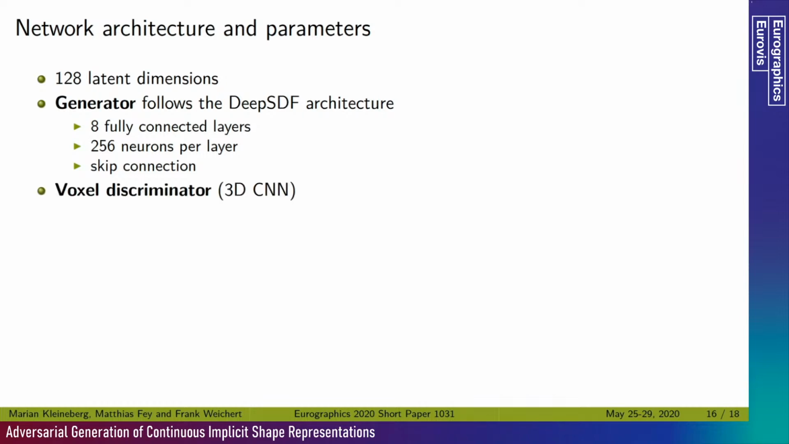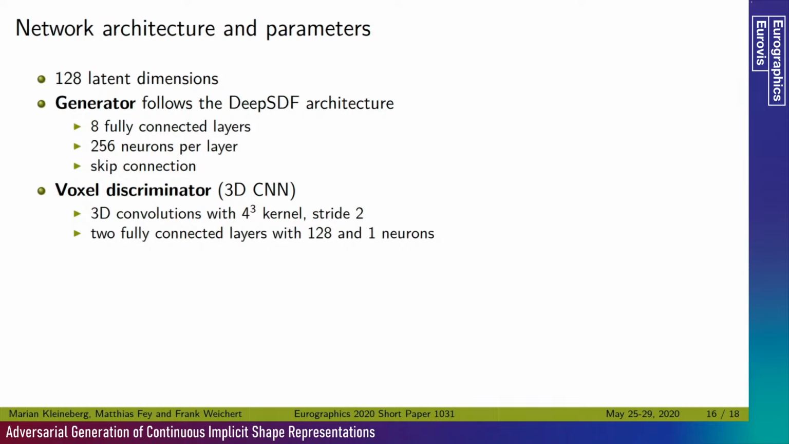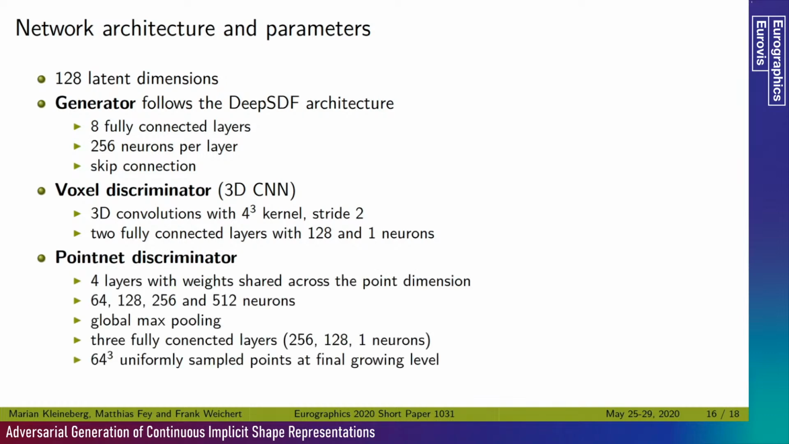For our voxel discriminator, we use a 3D CNN with 3D convolutions that have a kernel size of 4 and a stride of 2. That means each intermediate size is a power of 2, which means it's easy to do progressive growing. At the end, we have one fully connected layer with 128 neurons, and the final layer has one output neuron. The Pointnet discriminator uses 4 layers with weights shared across the point dimensions. The sizes are 64, 128, 256 and 512 neurons. After that, there is a global max pooling operation, and 3 fully connected layers follow.